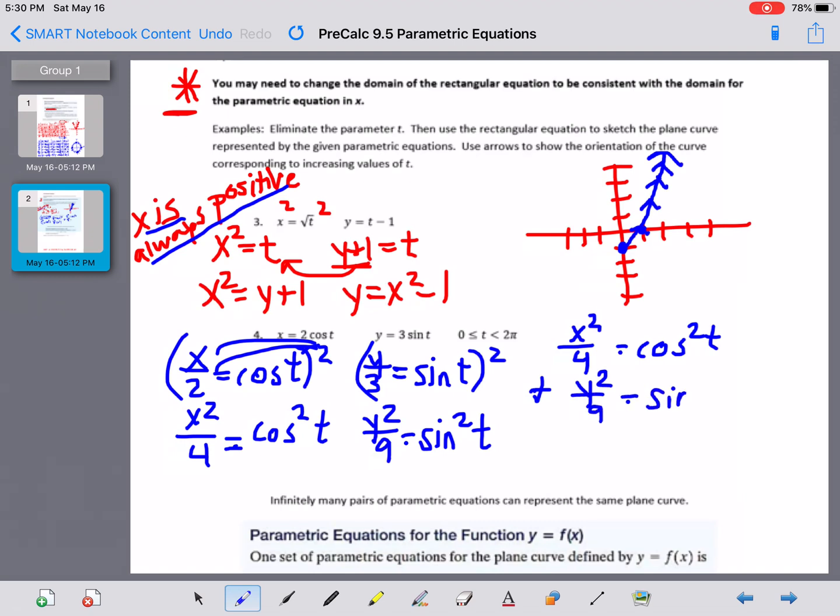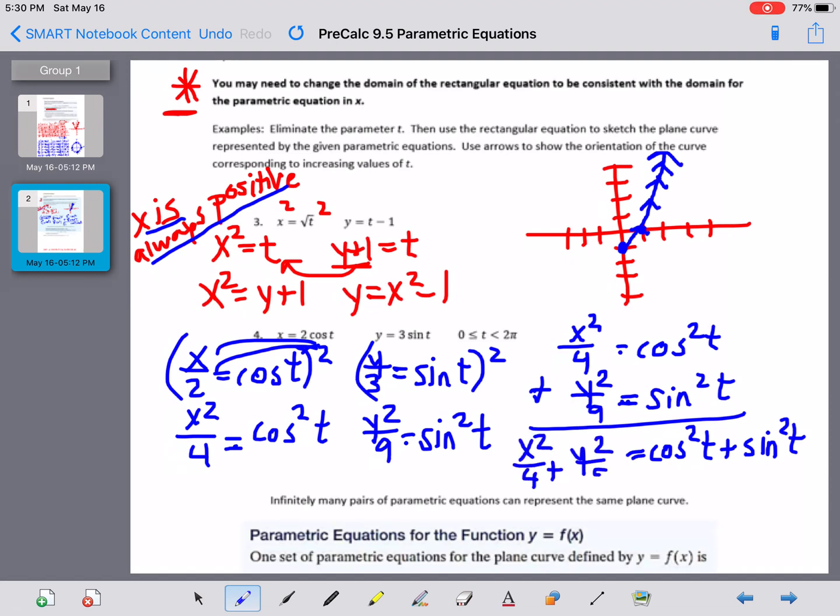The reason I like that is, think about this on the right: cosine squared t plus sine squared t. I like that identity. Just a heads up, if you're dealing with secant squared and tangent squared, you might not want them added. Perhaps you want them subtracted. So that's room for thought if you run into that in your examples. On my left side, I'm left with x squared over 4 plus y squared over 9.